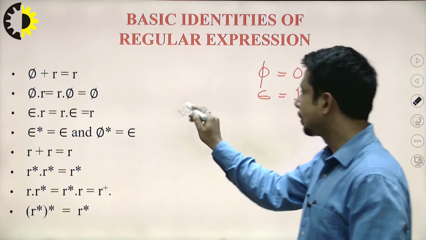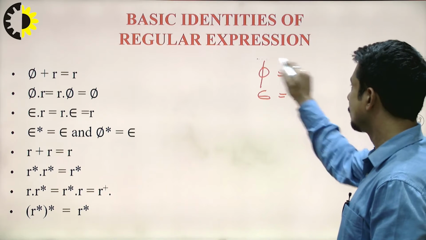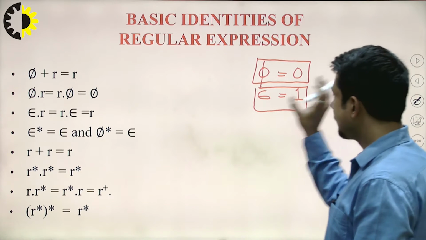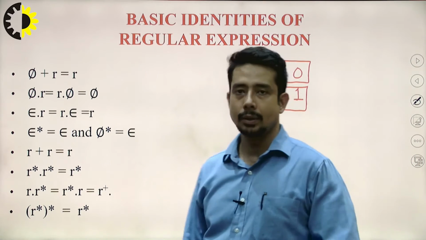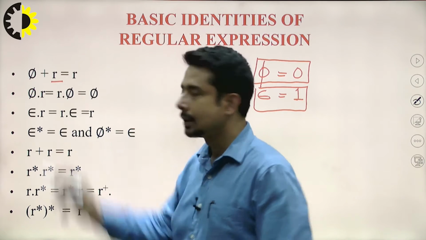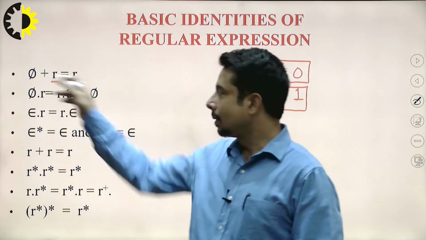Now in order to remember this thing, I have told you phi is represented as 0 and epsilon is represented by 1. Now if we take these two values and put them into a regular expression, suppose I have a regular expression r, if we add a 0 to it, then we will get the same expression r. So you can remember it in that way.